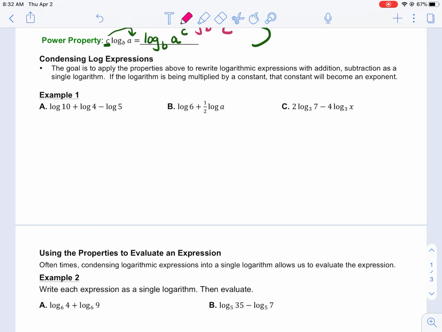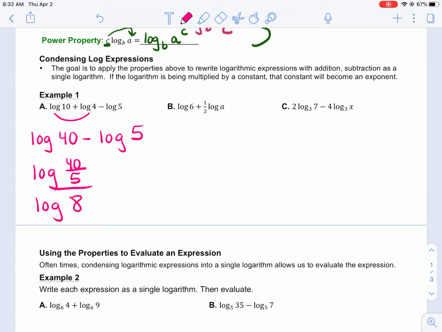All right, so we have log of 10 plus log of 4 minus log of 5. When we condense the first two, we're going to do log of 10 times 4, which is 40. And then we have to subtract log of 5. So I'm going to do this in 2 steps. First I'm going to combine the first two to get log of 40, and then I'm going to tack on minus log 5. And so subtraction becomes a division, and we end up with log of 8. Notice there's no base written, so that means the base is 10.